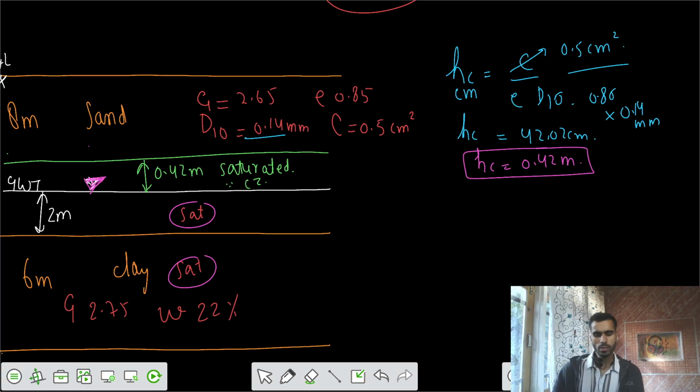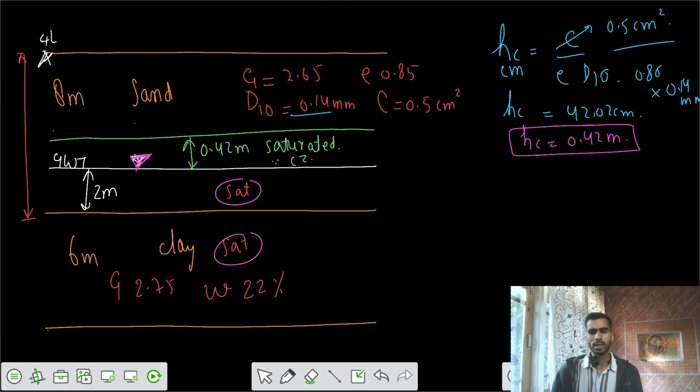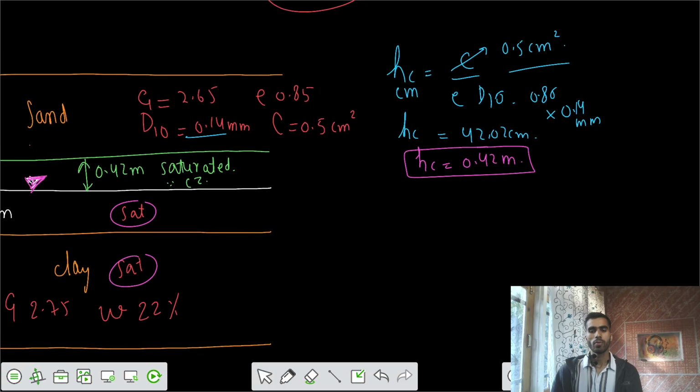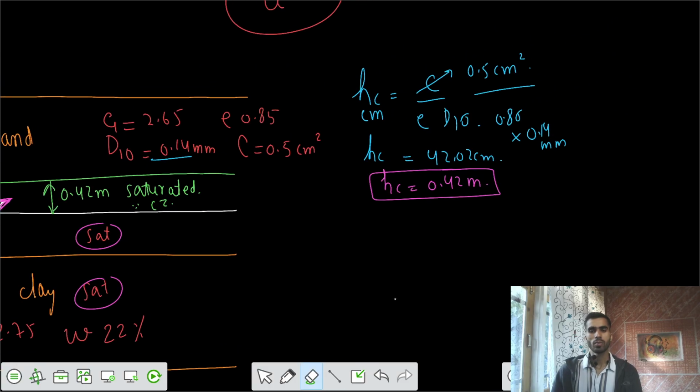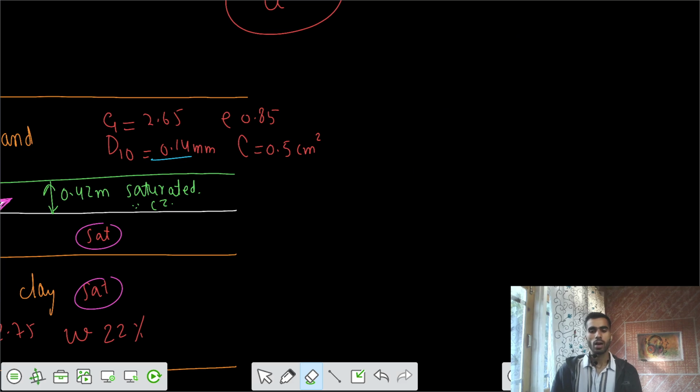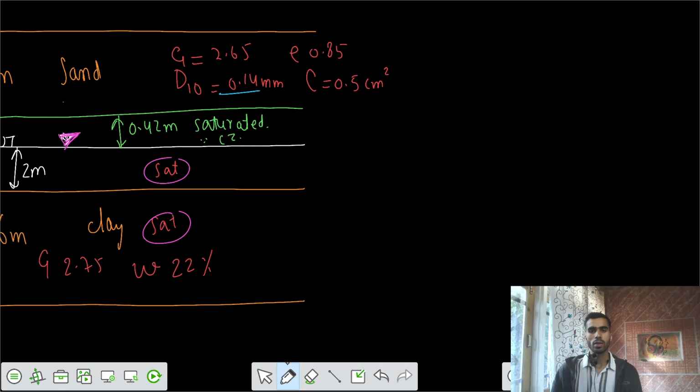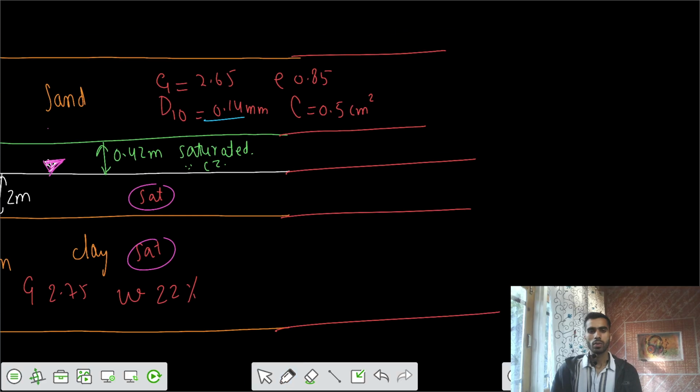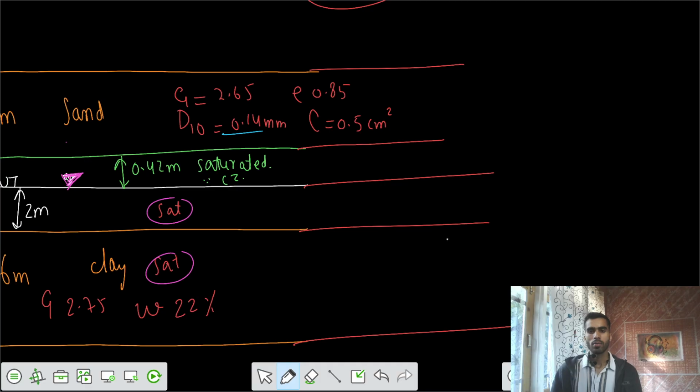Okay. Now, for getting the stress at any point, we need to calculate the unit weights of the soils. What is the unit weight of the soils? Let's remove this part. Now, what is the unit weight of these soils? So I would say for the first part, I can say this is your soil that is dry. I can say this is your dry soil.